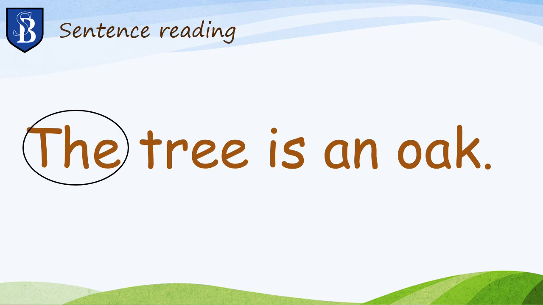Can you see our O digraph? Yes, there it is in the final word. Now we're ready to try to read the rest of the sentence together. The tree. The tree is. The tree is an. The tree is an oak. Oak. The tree is an oak.